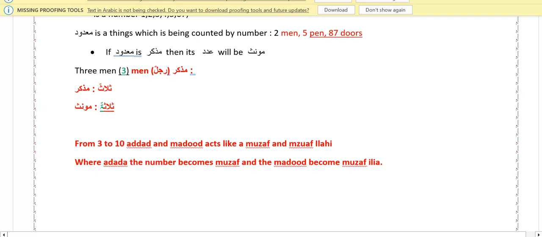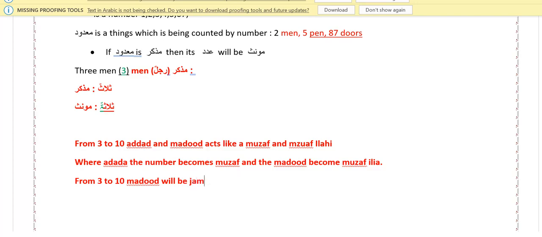So now from 3 to 10, when the adad and madud become muzaf and muzaf ilayh, they should follow the rules of muzaf and muzaf ilayh. It means the adad will not accept alif lam or tanween on it, whereas the i'rab of the madud will always have kasra on it. But that's not the only rule. There is another rule: from 3 to 10, the madud will be jama.